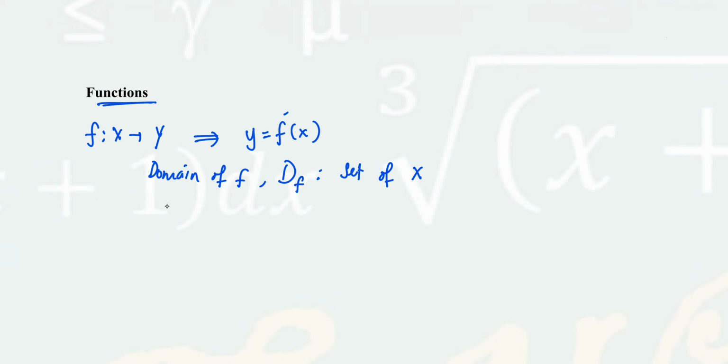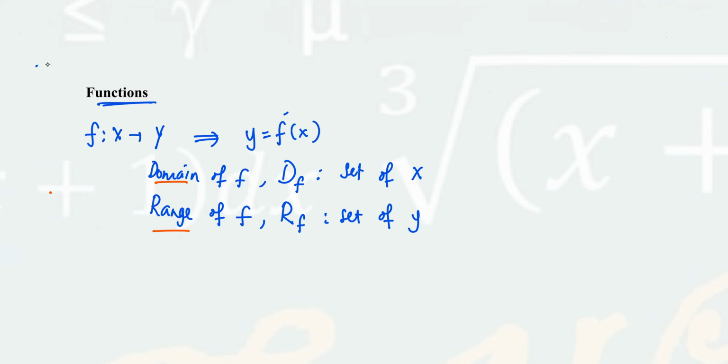Another term that you need to know from this chapter is the range of the function. Range is denoted by R, then R_f is the set of y values. So these are the two basic terms, domain and range.